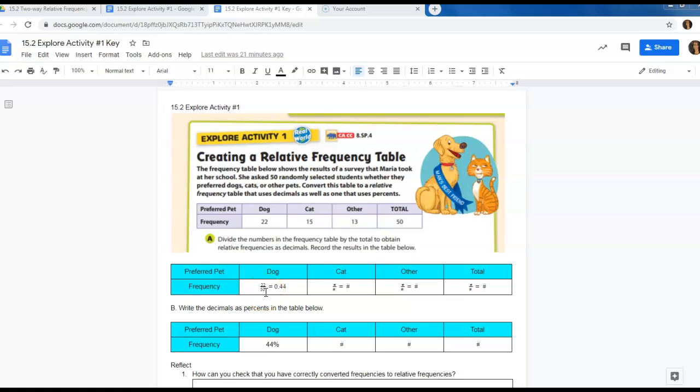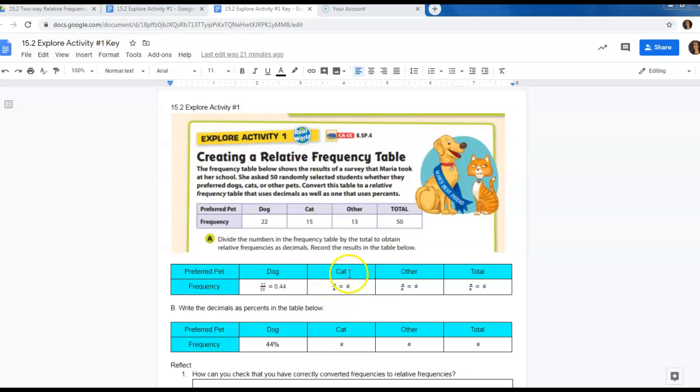Sorry, I started talking too fast. So you have dogs, 22 out of the 50. And when you divide on the calculator, 22 divided by 50, you get 0.44. My faster method is, well, it's out of 50. So if I want it as 100, I just multiply it by 2. So 22 times 2 is 44. And now instead of 50, it's hundreds.